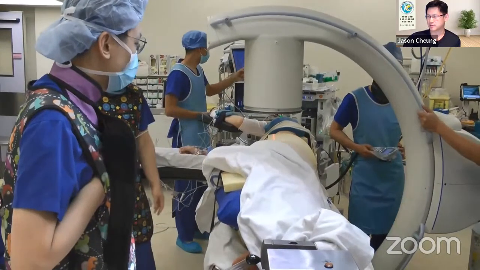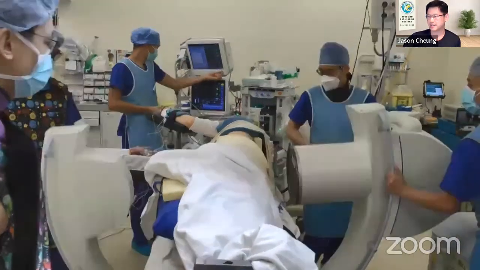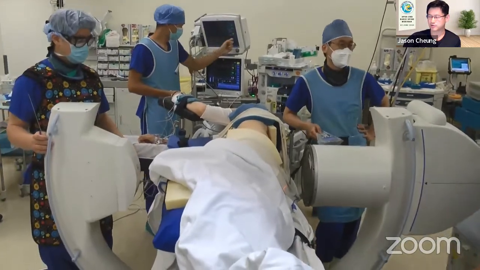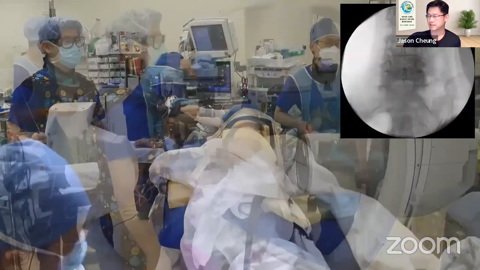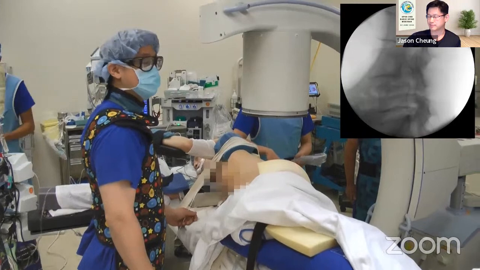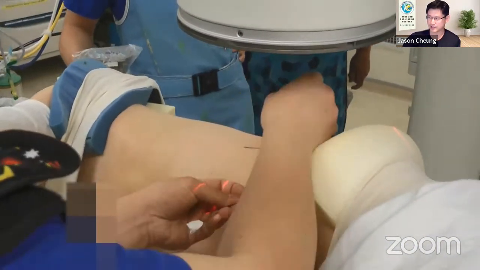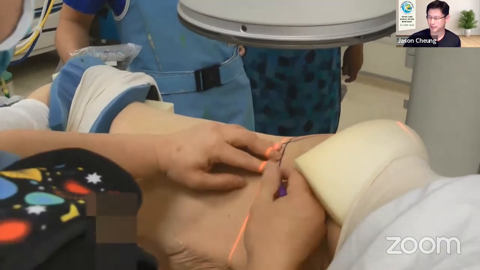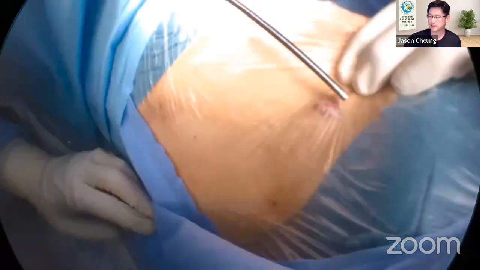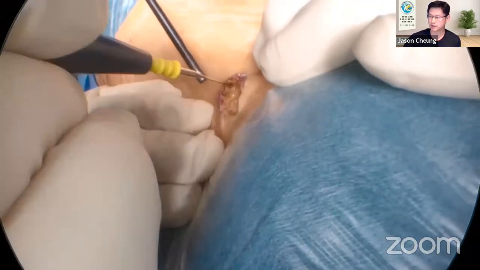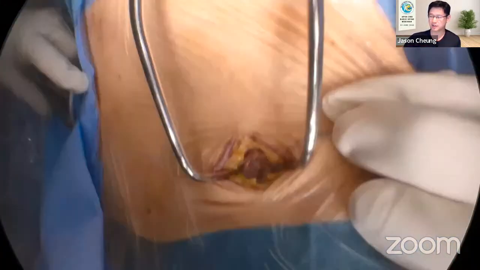And the first thing you do is coordinate your imaging to get a true AP, as you can see here on the image, as well as the lateral. And then you draw your usual lines, right? So you find the anterior border of the vertebral body, three finger breadths, and then mark the incision. Generally speaking, I like to do a longer incision because I feel a lot of multi-level cases.